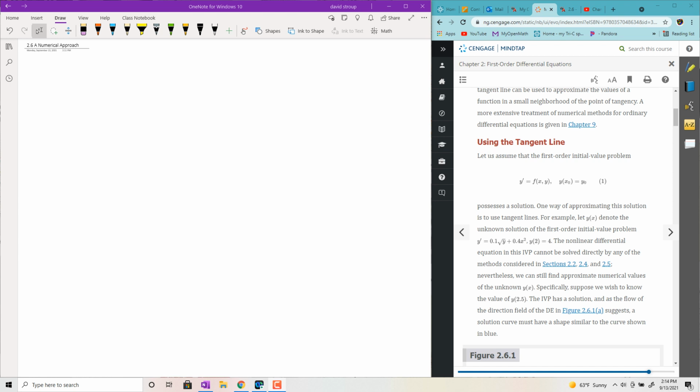Hey, welcome back. This is 2.6 in differential equations. Now we're looking at a numerical method for finding solutions. And what I'm going to do is go through the exploration like they do in the book, but I'm going to use an easier differential equation. This is their tangent line approximation method, which is Euler's method.